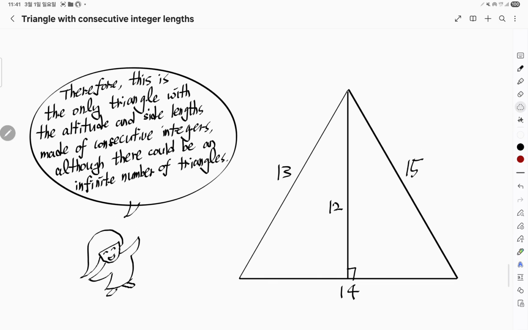Therefore, this is the only triangle with the altitude and side length made of consecutive integers, although there could be an infinite number of triangles.